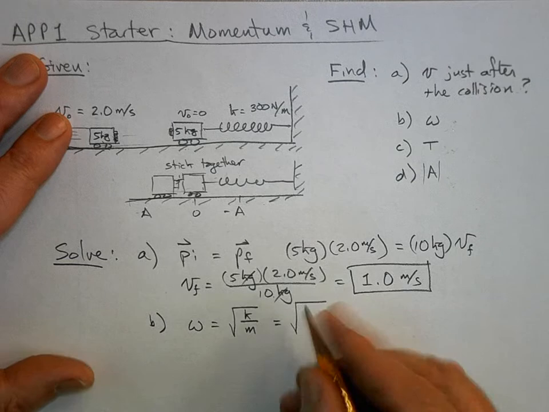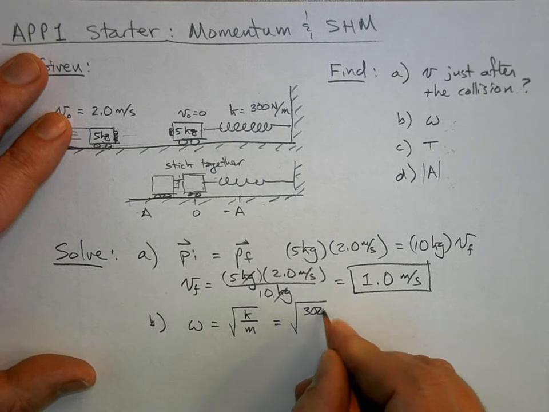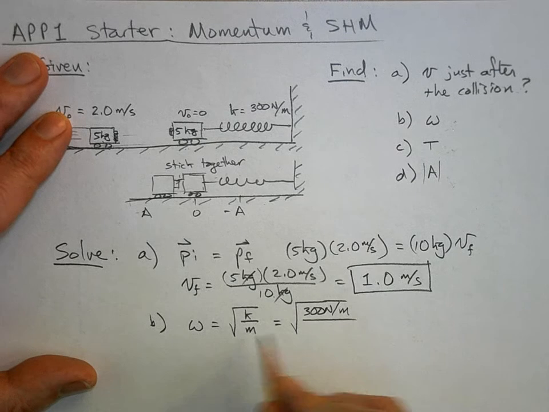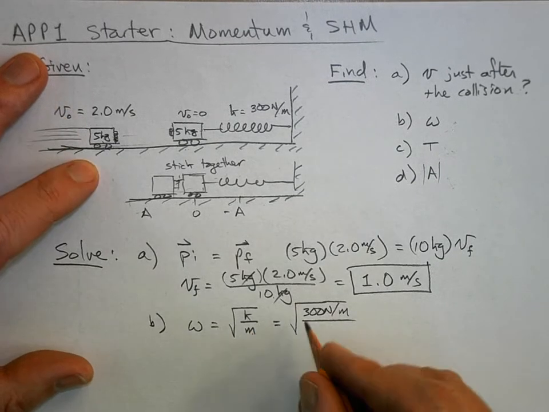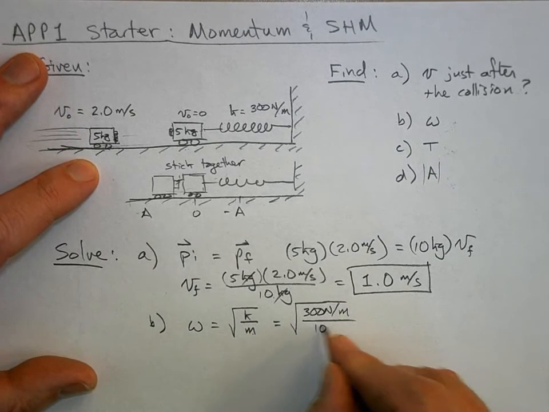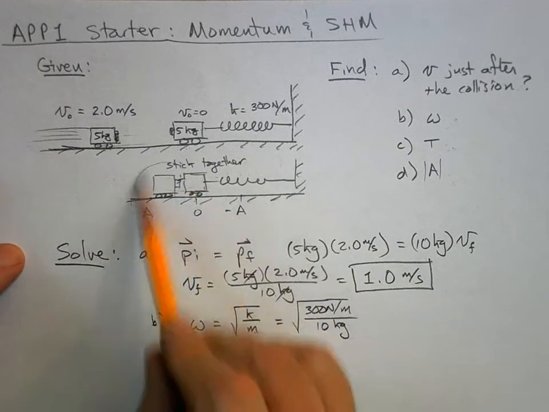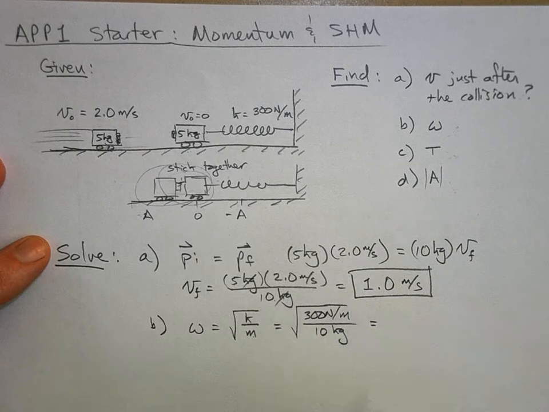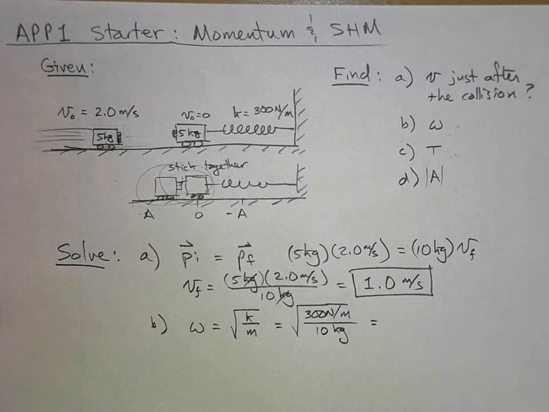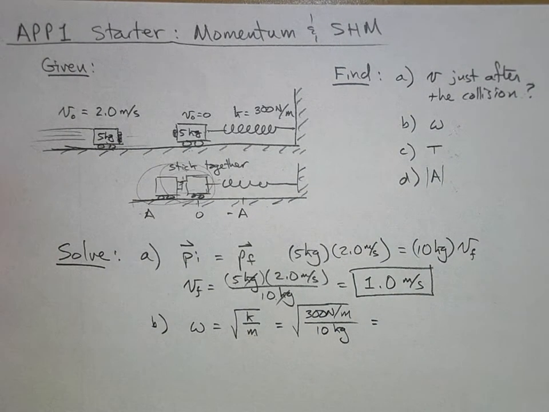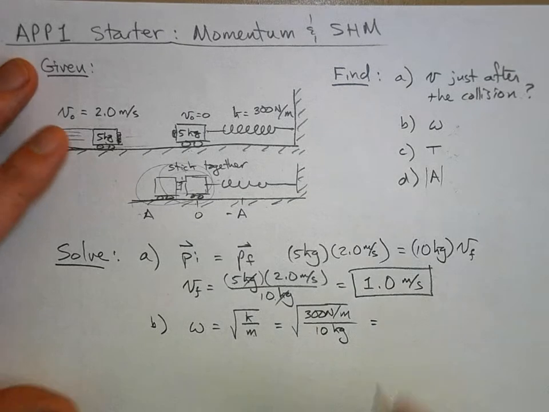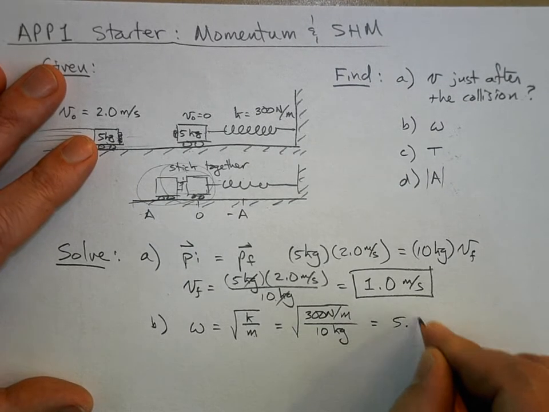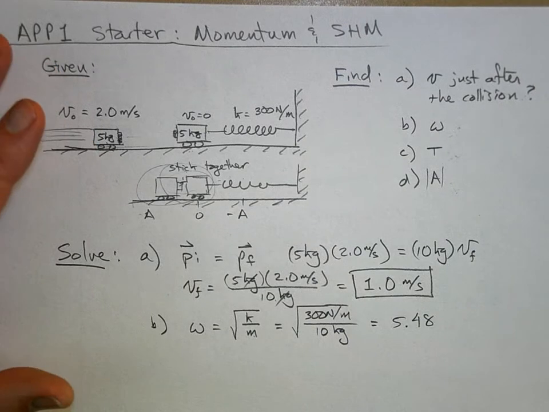So the spring constant, it takes 300 newtons of force to stretch or compress it 1 meter. And then the mass, that's 10 kilograms, because the combined object is what's oscillating. When you do the math, I already did the math, you plug that in, you get 5.48. Is that right? 5.48. Now, what should be the units here?